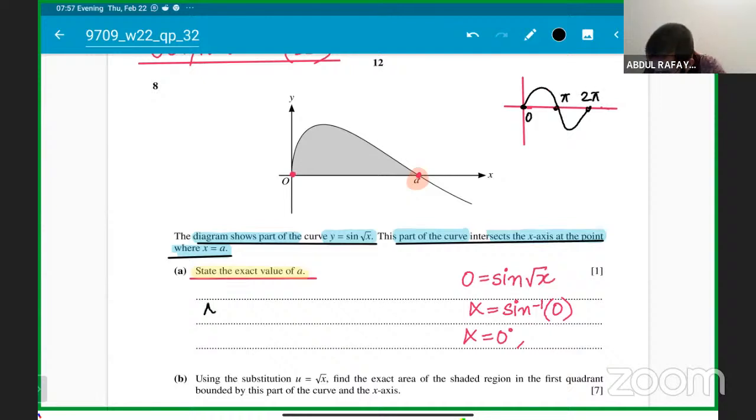So the answer will be pi here. That pi is equal to square root of x, and now x can be replaced with the a value. Is everyone getting it? So pi is equal to a.